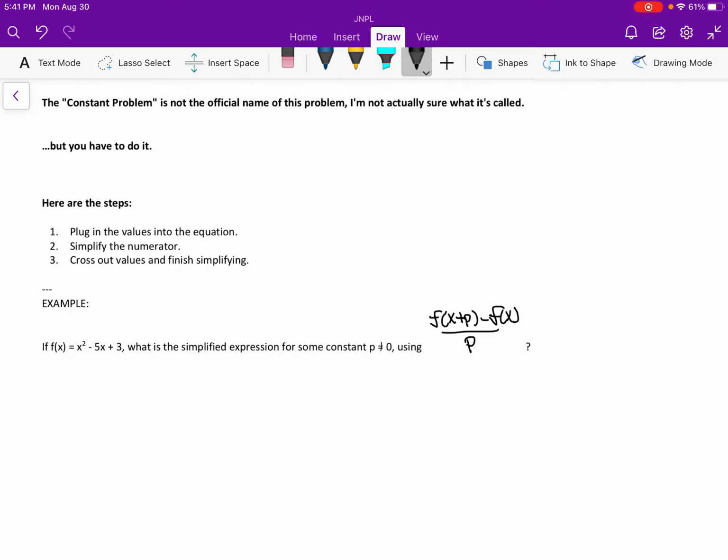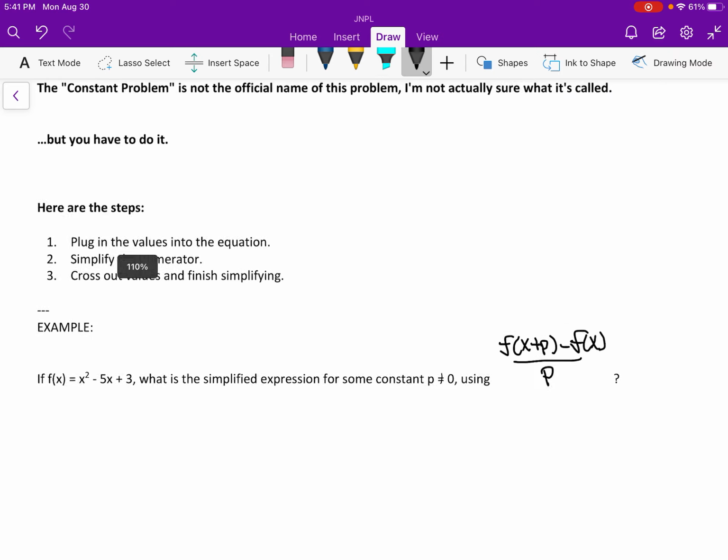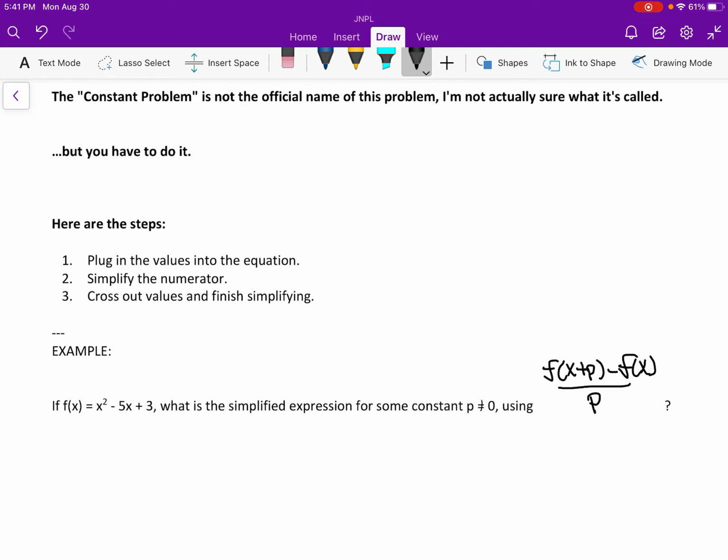But this is actually the last lesson of this unit, even though I said that it might be the last one on number 4 or 5, whatever it was. So, this is a problem, that's not the official name for it. I'm not sure what they usually call this problem, but I just know that it's a standard that you need to know, so let's see how to do it.